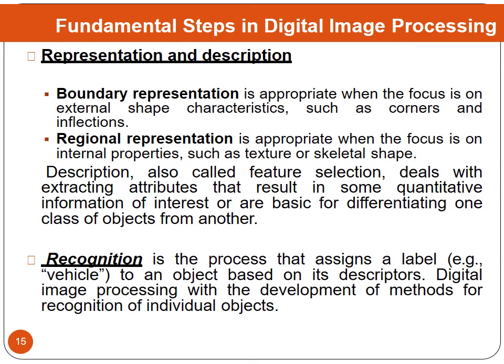Next one is representation and description. In representation and description we have two types of representation. The first one is boundary representation and the second one is regional representation. What plays a major role in boundary representation is that we highlight the corners as well as the inflections. But in regional representation, the focus is on textures as well as the skeletal shape. The next one is recognition. Recognition is nothing but assigning a label to a particular image so that we can identify it easily later.